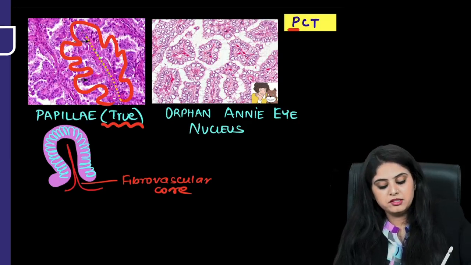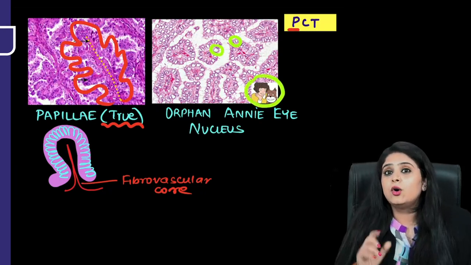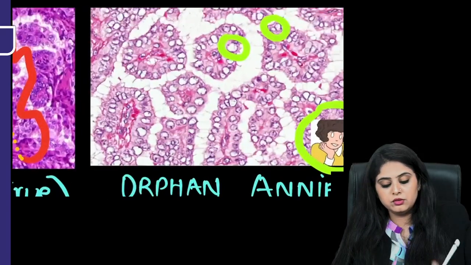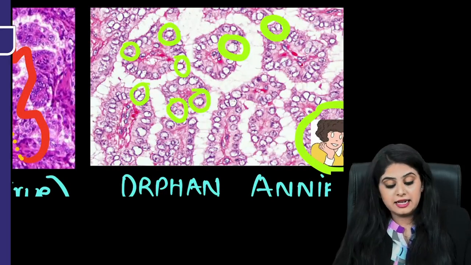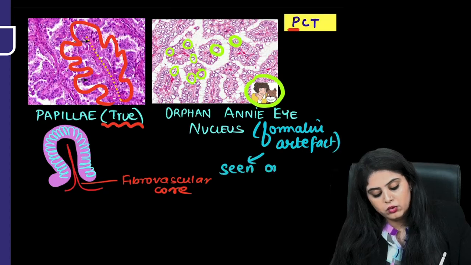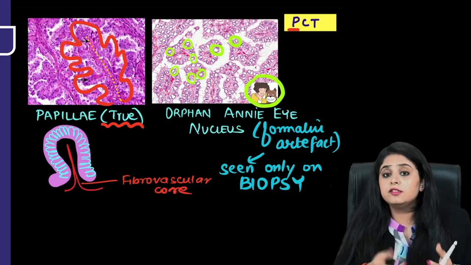What is the famous appearance of the nuclei? Empty nuclei, just like the cartoon character Orphan Annie. Orphan Annie had white eyes, right? The cartoonist did not draw the eyes. So the nucleus is also all empty, right? All empty nucleus is going to be seen. That is the Orphan Annie nucleus. I hope you remember, it is a formalin artifact. It is only seen because of formalin. So that is why this is going to be seen only on biopsy. Will you see it on FNAC? No. On FNAC, I don't use formalin. When I don't use formalin, I will not see this. On biopsy, I use formalin. That is why I see it on biopsy.